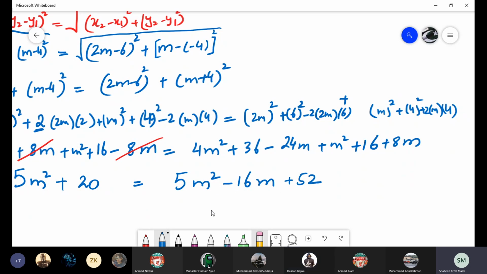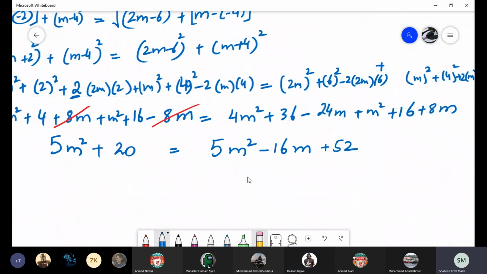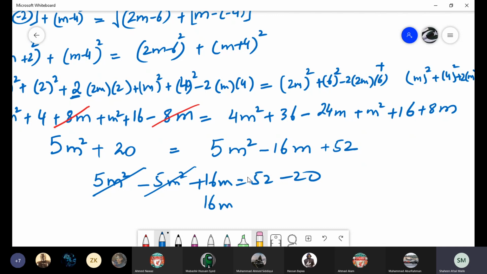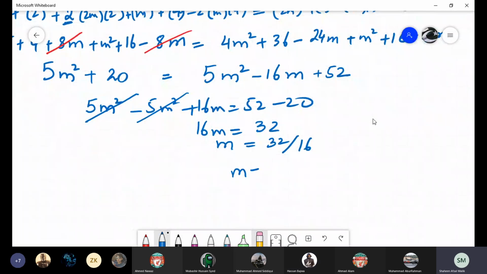Now you can write them on one side and keep the right side equal to 0, or we can keep the constant on the other side. Collect all the variables to one side and move the constant to this side. 5m square minus 5m square plus 16m is equal to 52 minus 20. They will be cancelled. It will be 16m. 52 minus 20 is 32. So what will be m? 32 over 16, which is 2. So m is equal to 2.